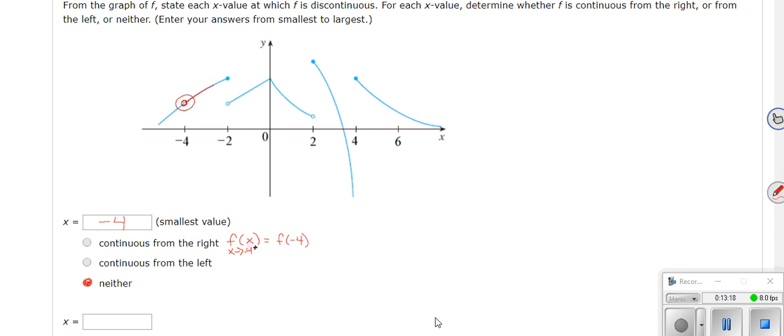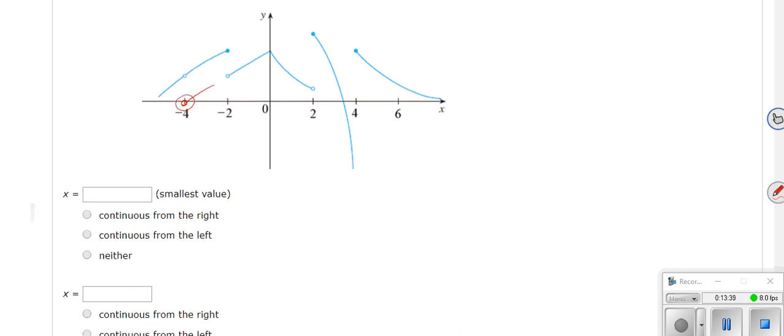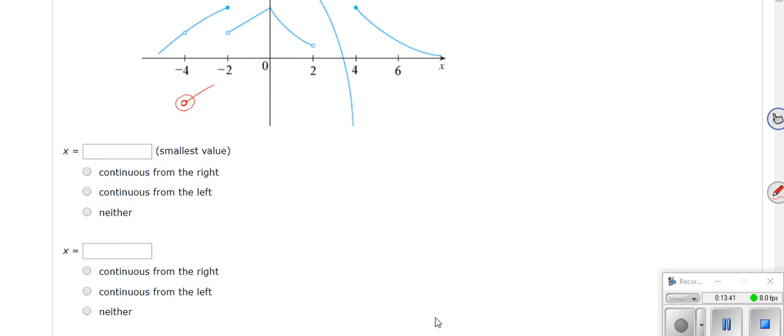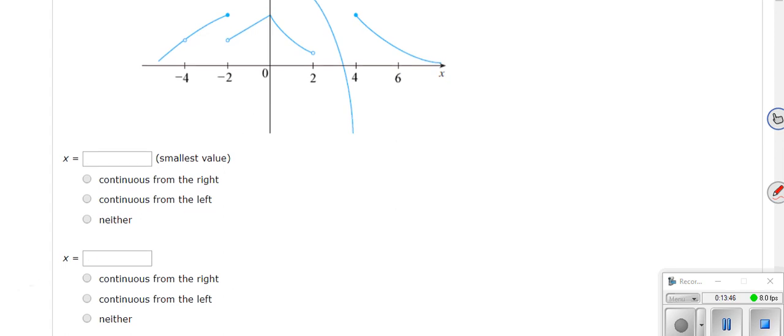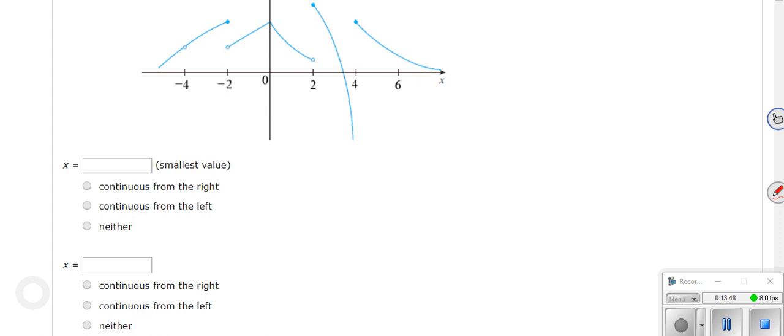In order for it to be continuous from the left or from the right, it has to equal the value of that function at that point. And obviously it doesn't. There's a big fat hole there. So that's a neither. Let's go down to the next one. It's going to be kind of hard to keep the graph up while we're looking at others, but I'll just maybe have to keep going up and down. Here, I can get the next one.